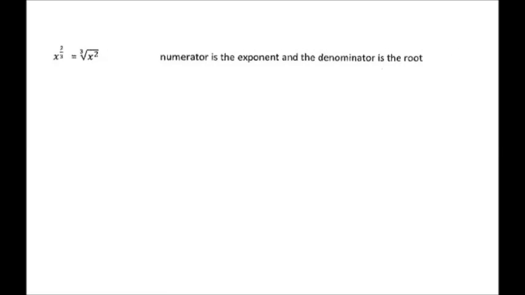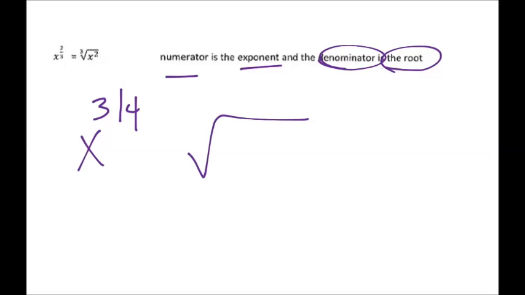Okay, this is for Algebra 2, and this is talking about fraction powers. When you have an exponent that is a fraction, it can be turned into a root. X to the 2/3 is equal to the cube root of x squared. The numerator is the exponent, and the denominator is the root. So if you had x to the 3/4, it would be the 4th root of x to the 3rd.